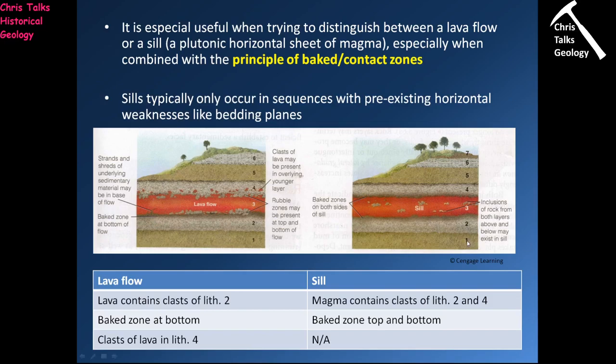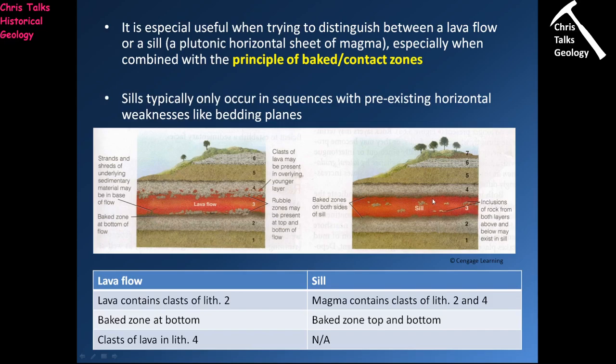So here we go. We have layer one, layer two. Now notice layer two has a baked contact. So clearly layer two must have been present before the sill was in place. And then we have layer four. Layer four also shows a baked contact, so layer four must also have been present before the sill was in place. If we look carefully, we will also find pieces of rocks two and four within the sill. So both the principle of inclusions and the baked contacts will tell us that the sill must have been in place after layers two and four had been deposited. So layers two and four form, and then the sill gets injected between them.